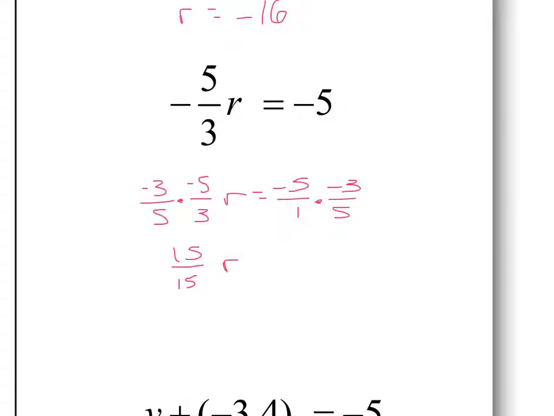And I can start simplifying this as well. Negative times a negative gives me a positive 15 over 5. Identity property tells me this is just r is equal to 3. Are there any questions about that?